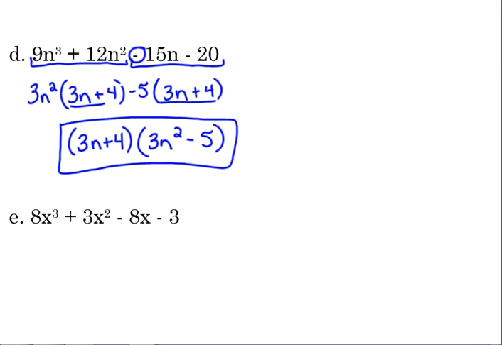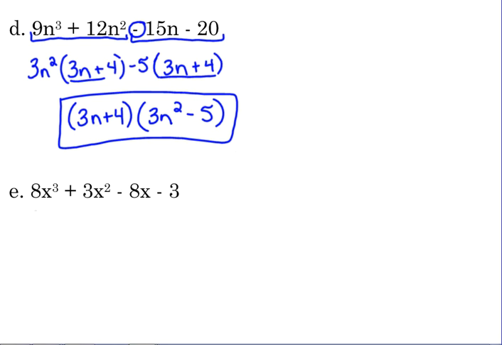I think I finally have one on this next one. One more grouping example. Now, sometimes when you look at your pair, numerically, they don't have a GCF. 8 and 3 have no common factor. That's okay. They don't have to. Most of the time they do, but not all the time. But they do have a common factor when it comes to the variable of x squared. So pull out that x squared. X squared times 8x is 8x cubed. X squared times 3 is 3x squared.